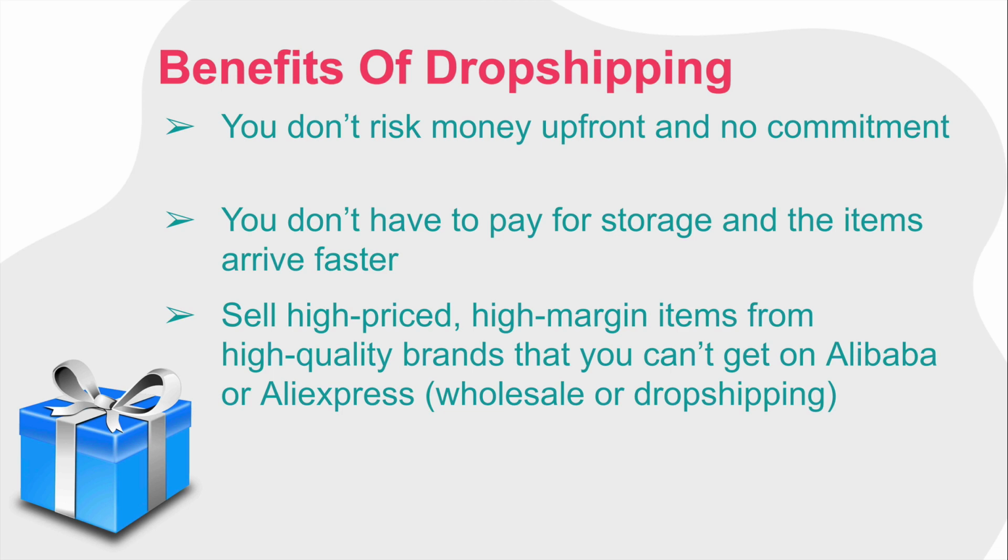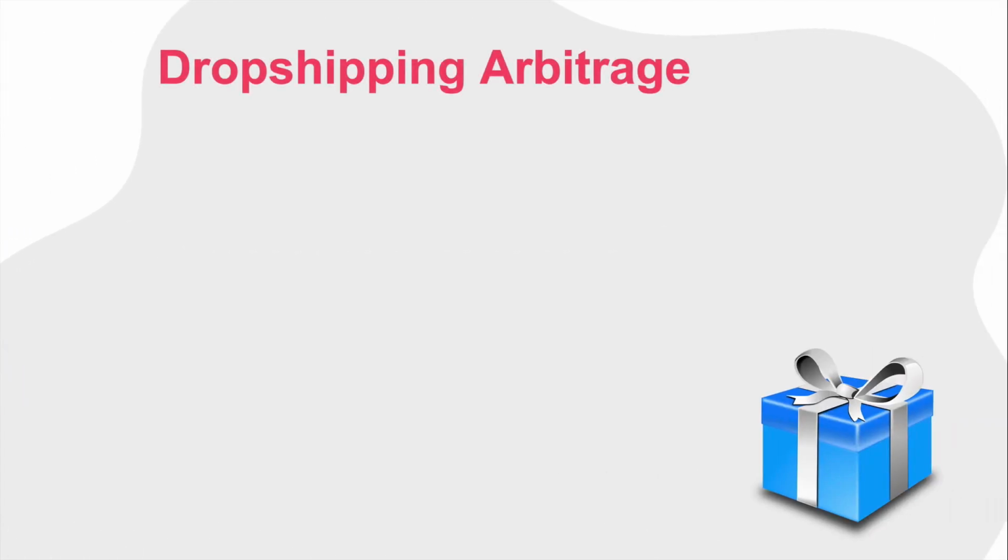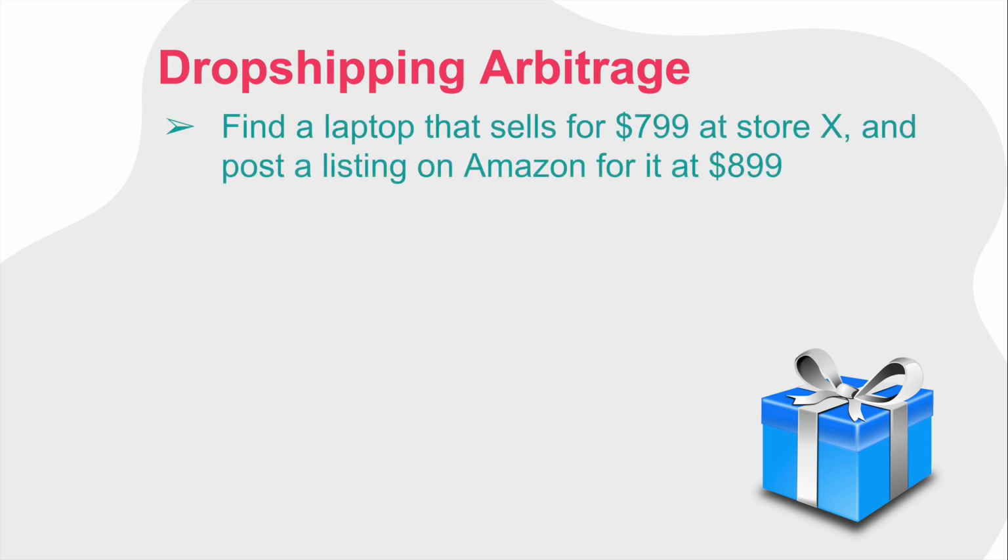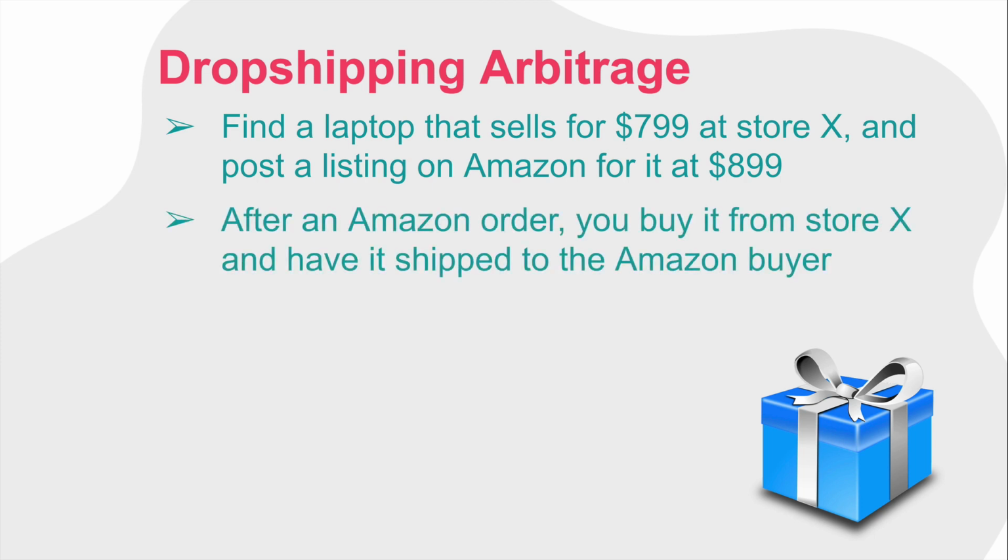So now let me give you a real example of how such dropshipping arbitrage may work. So first of all, let's say you find a laptop that sells for $799 at some store, doesn't matter which store, as long as it's any reputable store. And then let's say you post a listing on Amazon for that same exact laptop for $899. After you make a sale on Amazon, you go to Store X website and you buy that item for $799 and have it shipped to that person who bought it from you on Amazon for $899. You keep the $100 profit.